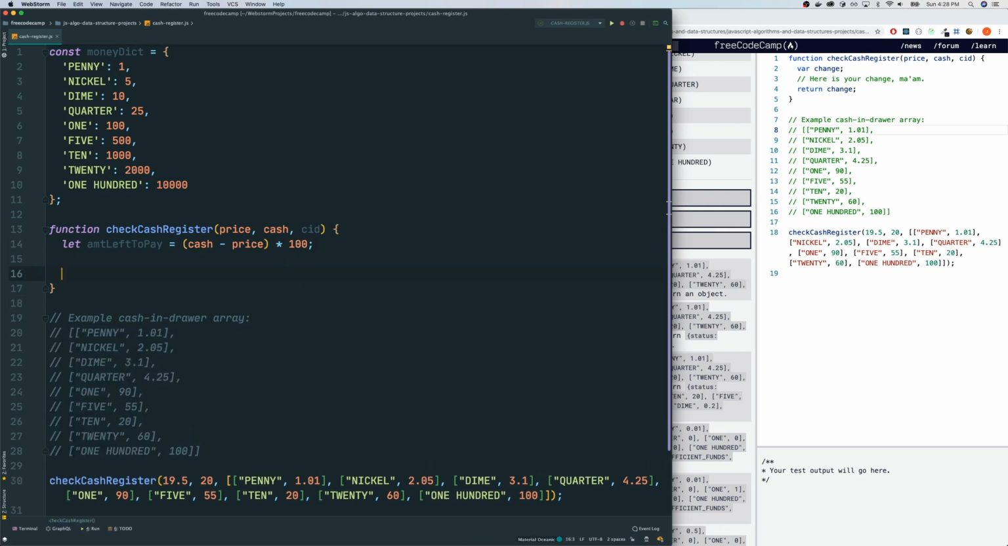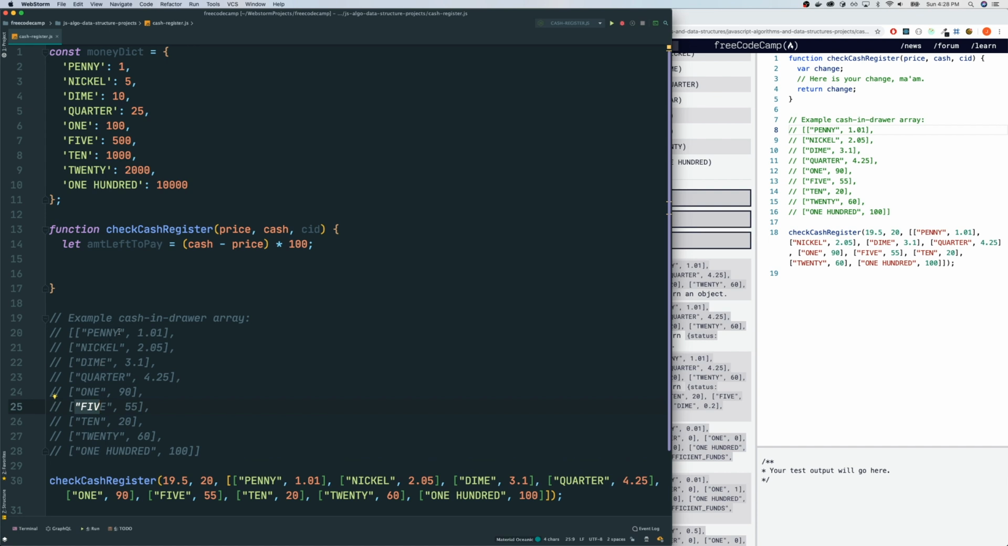Okay, so let's do this. Now, what we should do is we should go through our CID and try to subtract the $100 bills first. And then if we can't go down, or if we did, go down to 20 and then go down to 10, 5, 1, quarter, all the way to penny. So that's what we want to do.